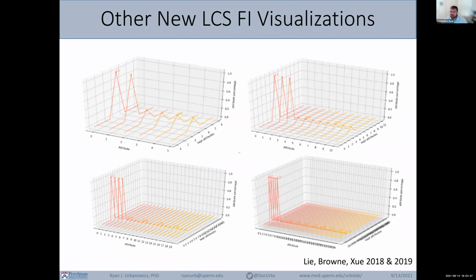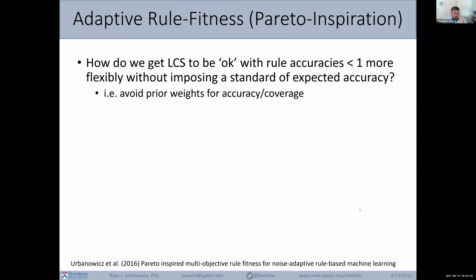I'm going to skip through just for time. I realize I'm already going a little later, but there have been a number of other nice visualizations that have been proposed out there, again, to facilitate the identification of global patterns across rules. This is work by Liu, Browne, and Zhu in 2018 and 2019.